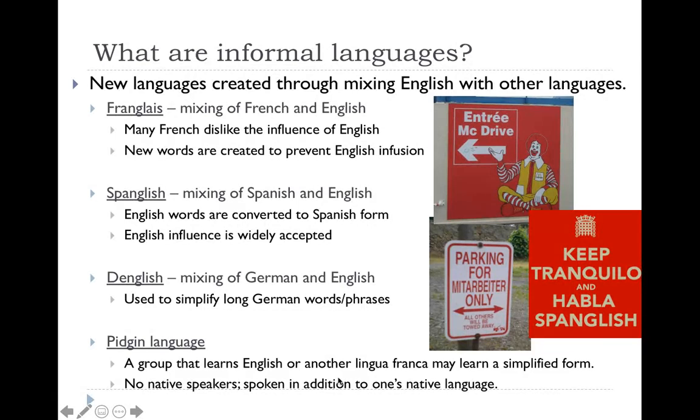One other informal language is something we see that's mixed English as well, and that is Pidgin language. Pidgin is basically a group of people that may speak this have learned English or maybe another lingua franca. It doesn't even have to be English necessarily, and they've simplified that language so that they can understand it easier. There are no native speakers of Pidgin necessarily, but it's spoken in addition to someone's native language. It's coming into contact with another language and simplifying that language down so they can understand it and speak it easier.